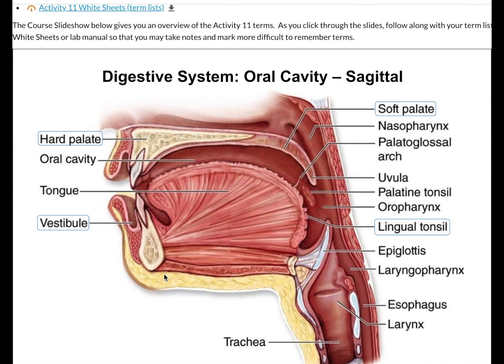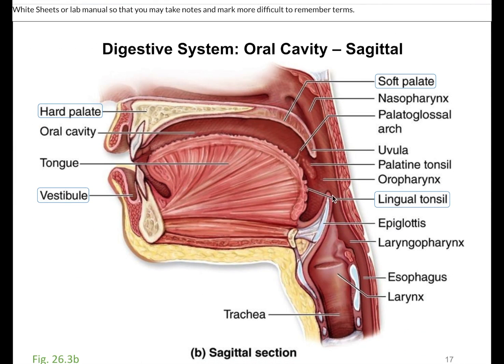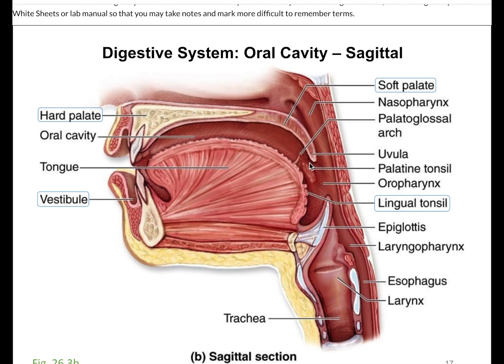This view right here shows you one of the palatine tonsils on this side here. And then we also have one called the lingual tonsil. The lingual tonsil is on the back of the tongue right here. So it's on the back of the tongue, really far down. I mean, you can't really see it.